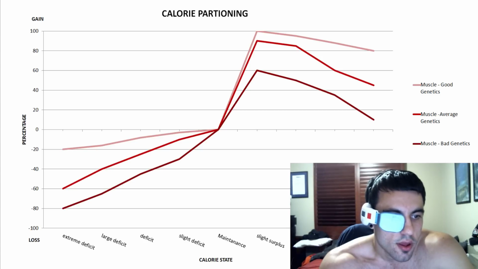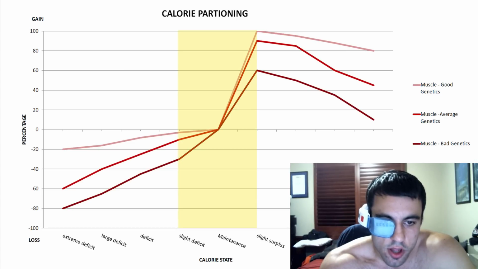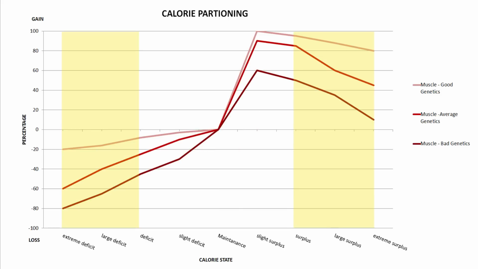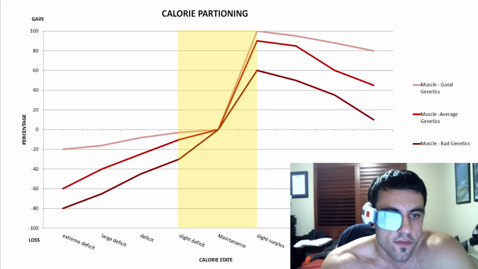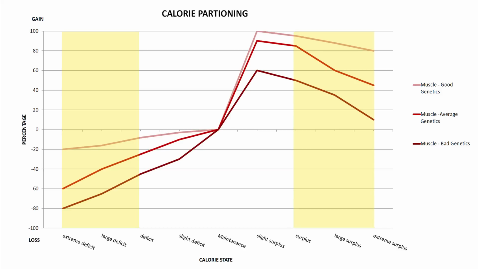Comparing this now with average genetics, which is the middle red, again, slight deficit, you've got a slight amount of muscle loss. As you increase the deficit, you're going to get more and more and more of a muscle loss. And similar with surplus. So if you're in a slight surplus, you're going to get a large portion of muscle gain, and if you increase that surplus, you're going to get less and less of muscle gain and more of a fat gain.